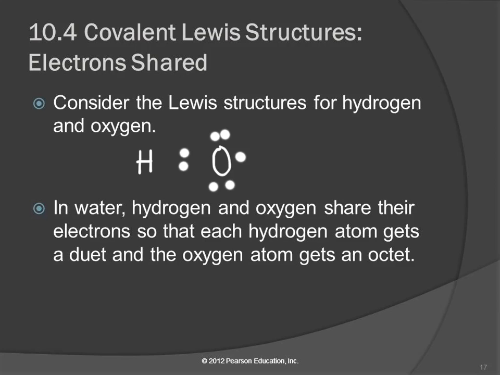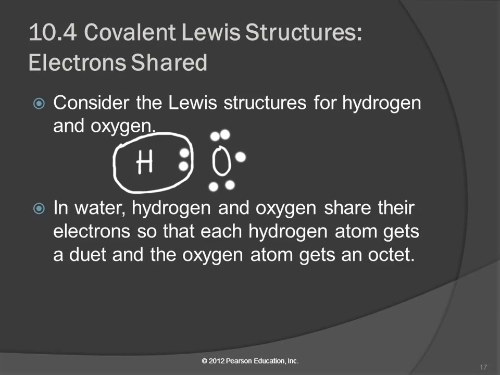Shared electrons count for both. When they share electrons, this hydrogen looks at these shared electrons and says, hey, those are mine. And the oxygen looks at the shared electron and says, yeah, but they're mine too. And so the hydrogen now claims both of those electrons. How many electrons does hydrogen want to have? 2. So he's got 2. He's happy. Is the oxygen happy? No, not quite. The oxygen has 2, 4, 6, 7 electrons.